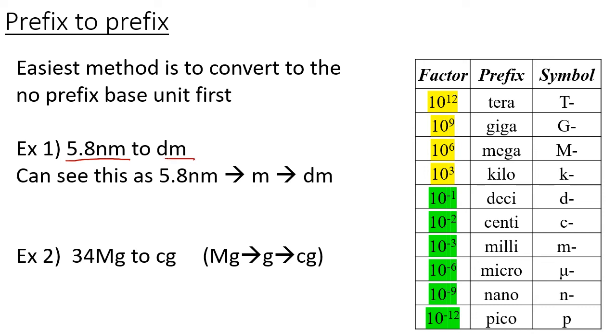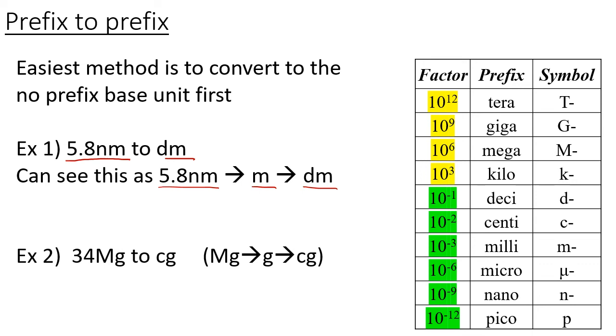I don't want to do this all in one step. I could do it, but it's actually not as clean. So what I typically see is nanometers to meters with no prefix, and then to decimeters. This is a 2-step conversion, and so that's typically what I would do to set that up.